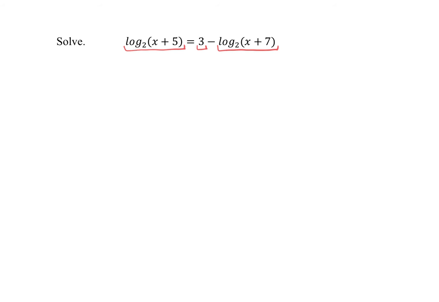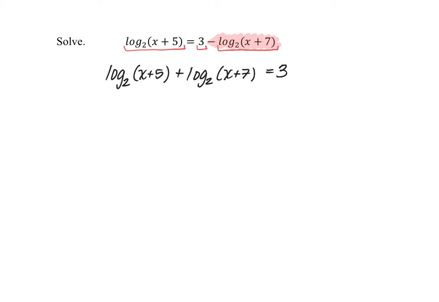So we're going to start, since we have this logarithm here that's being subtracted, by adding that logarithm to both sides. So we're basically bringing it over to the left-hand side of the equation, giving us log base 2 of x plus 5 plus log base 2 of x plus 7 is equal to 3.